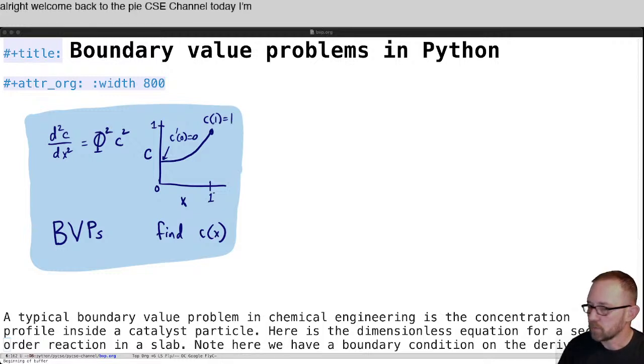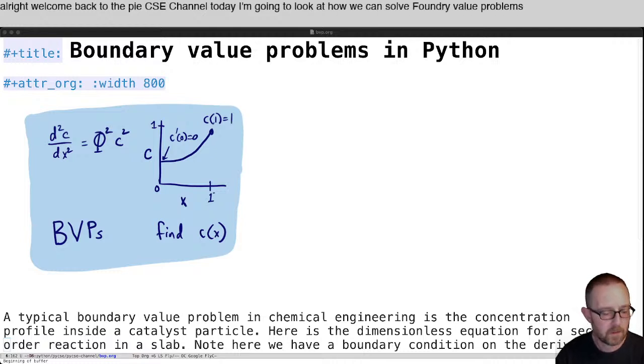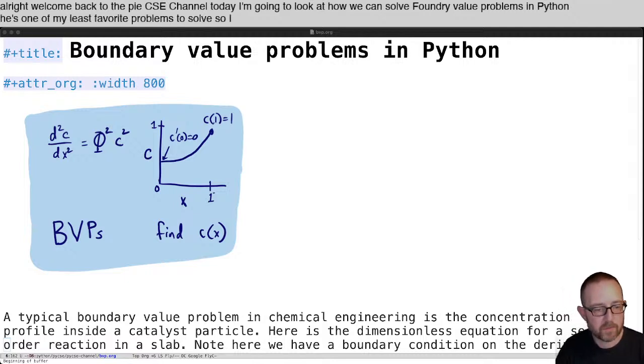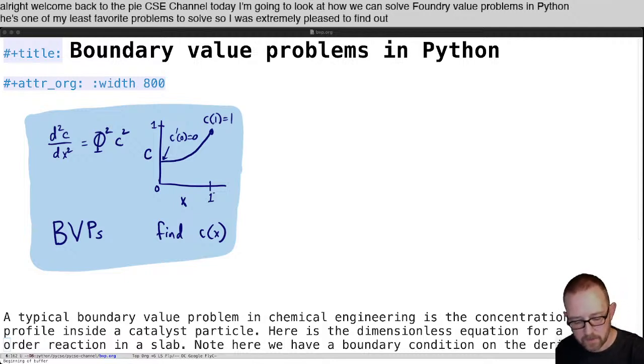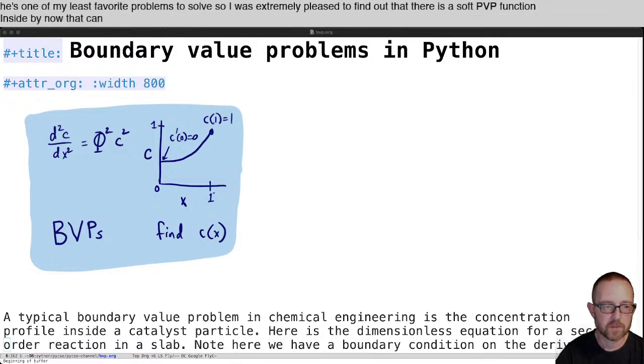Today I'm going to look at how we can solve boundary value problems in Python. These are one of my least favorite problems to solve, so I was extremely pleased to find out that there is a solve_bvp function in SciPy now that can help us solve these problems. So we'll look at this problem that I have highlighted here.